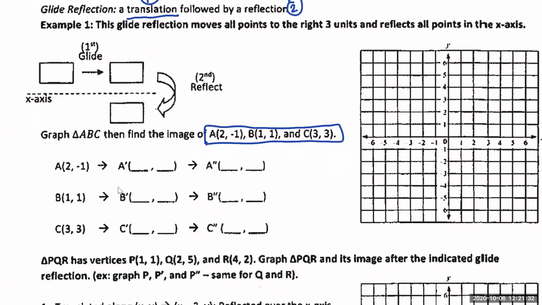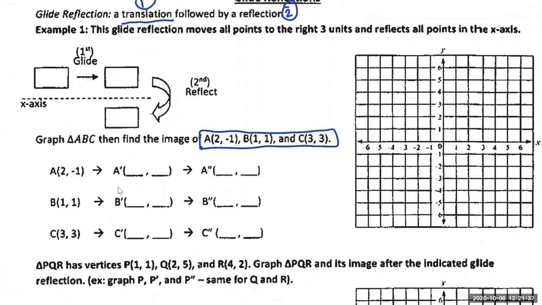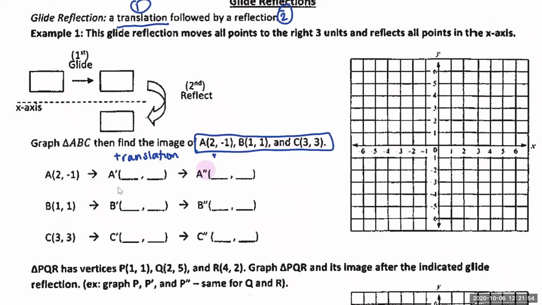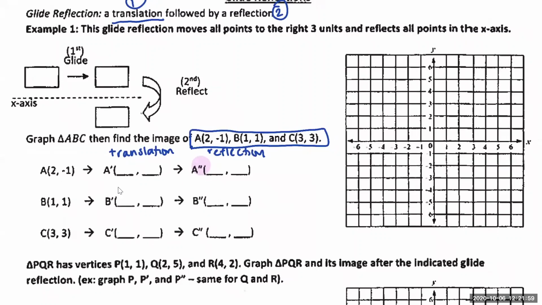So there are now two transformations that occur. Under this first column is the translation. Then you'll notice it refers to A double prime, which is after we do the translation and then the reflection across the x-axis. For now, let's plot A, which is (2, -1), B is (1, 1), and C is (3, 3).